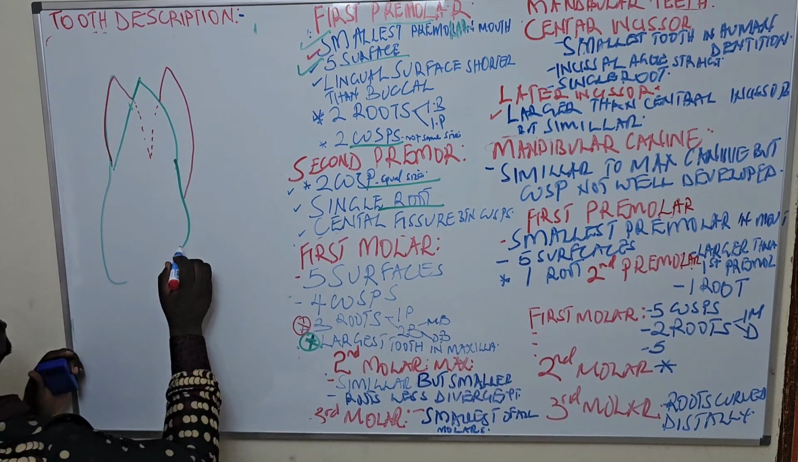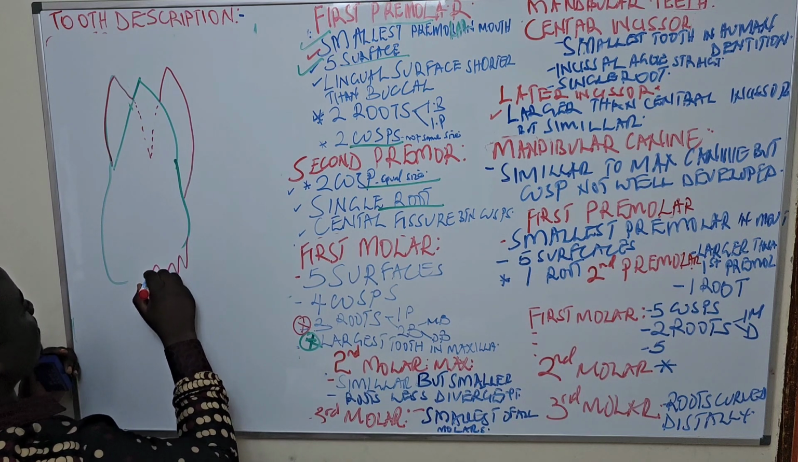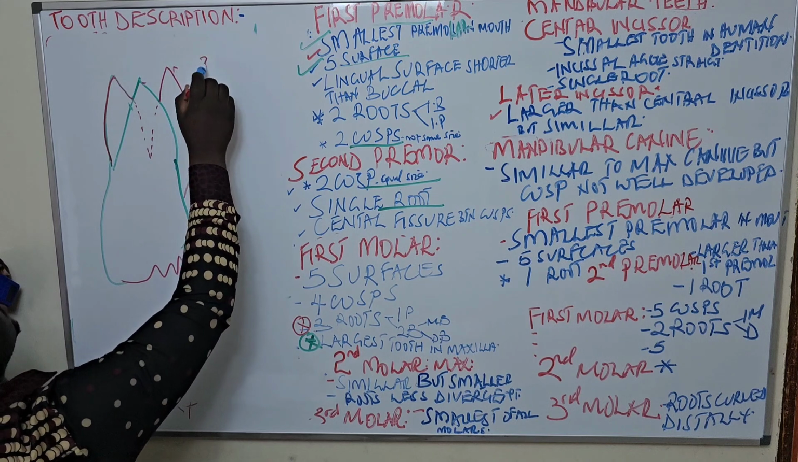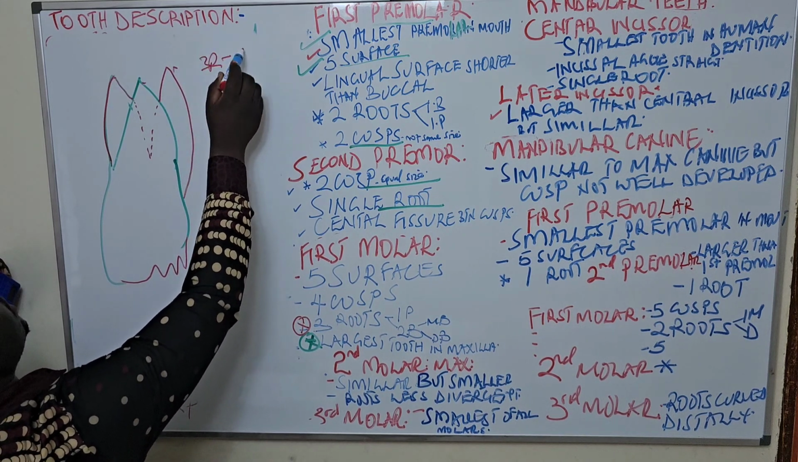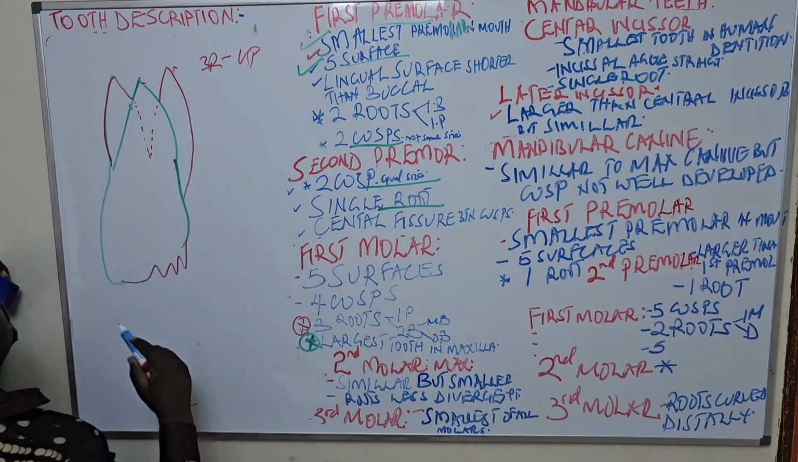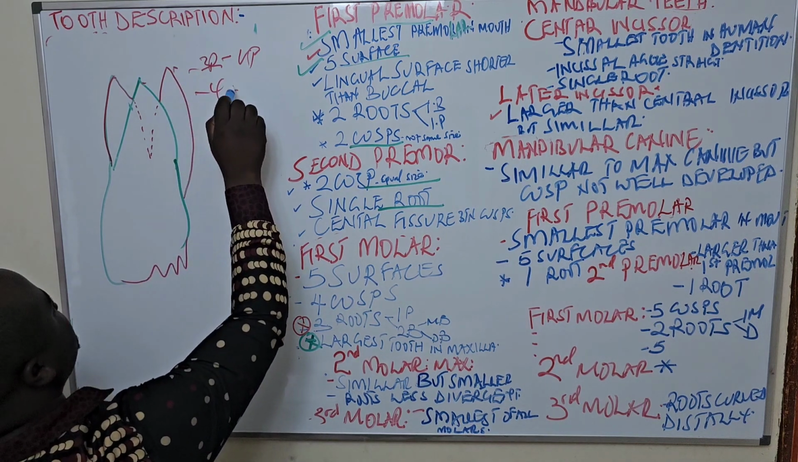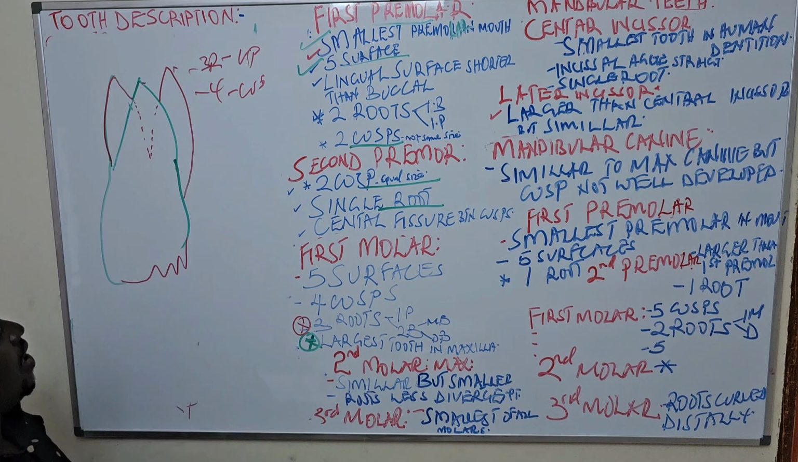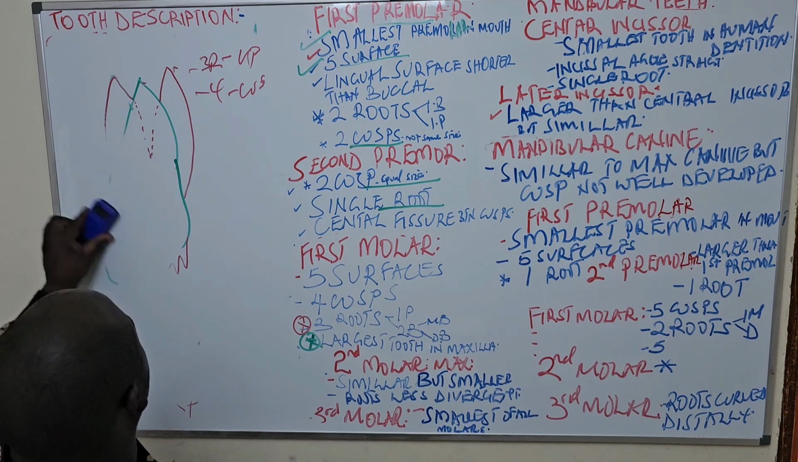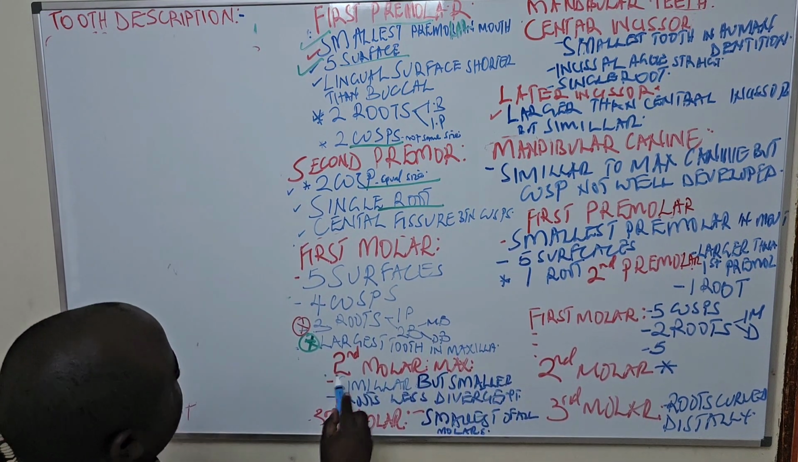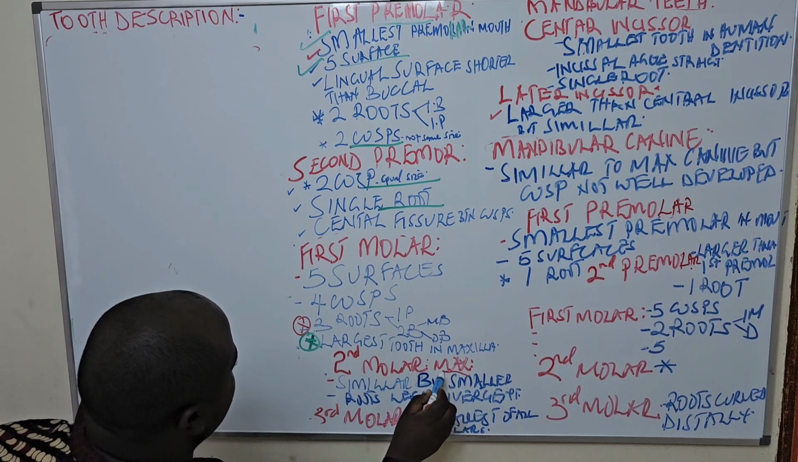So, in case you are presented with such a specimen and they say identify this specimen, of course you are going to say the specimen is 1, 2, 3. This is of course what? 3 roots, and this is an upper molar. How many cusps? 4 cusps. This is an upper molar. Alright. Next to that is the second maxillary molar.